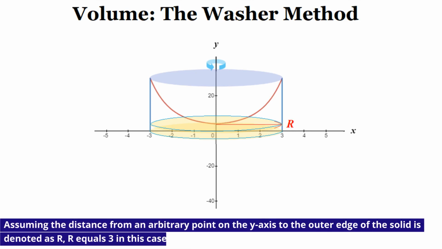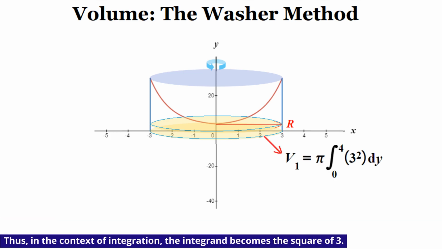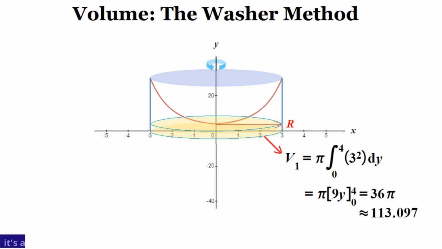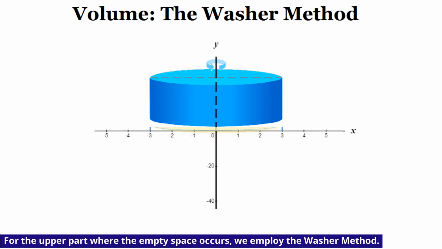Assuming the distance from an arbitrary point on the y-axis to the outer edge of the solid is denoted as r, r equals 3 in this case. Thus, in the context of integration, the integrand becomes the square of 3. Calculating, we find that the volume for this portion is 36 pi. It's about 113.097. For the upper part where the empty space occurs, we employ the washer method.